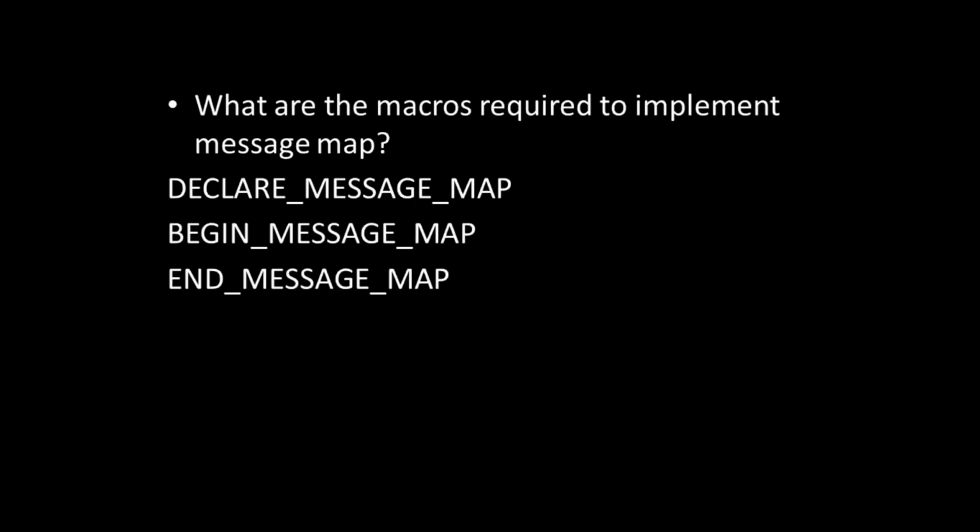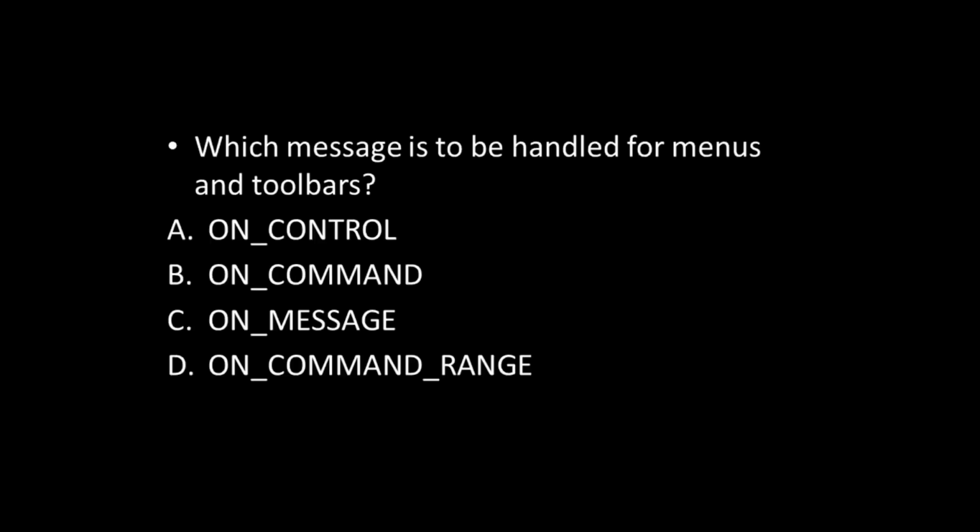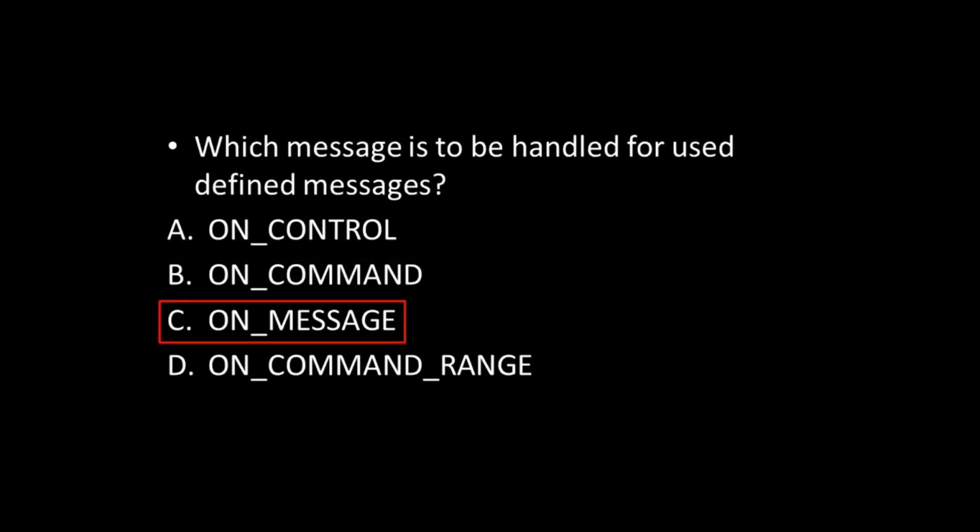So what are the macros used to implement message map that we have seen? DECLARE_MESSAGE_MAP, BEGIN_MESSAGE_MAP, and END_MESSAGE_MAP. DECLARE_MESSAGE_MAP is used in the declaration file. BEGIN_MESSAGE_MAP and END_MESSAGE_MAP are used in the implementation file. Which message is to be handled for menus and toolbars? If it is a single menu or single toolbar button, the answer is ON_COMMAND. Which message is to be handled for user defined messages? The message that we have to use is ON_MESSAGE.